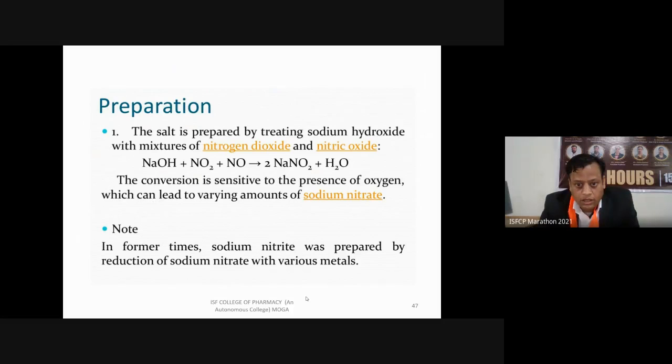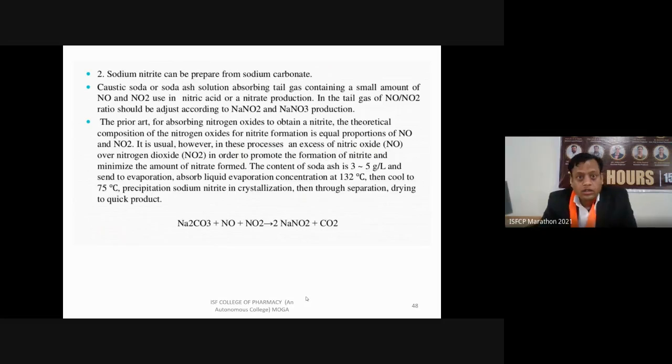In previous times, sodium nitrite was prepared by reduction of sodium nitrate with various metals. So by using this technique, sodium nitrite was previously prepared. In that method, sodium nitrate reacted with various metals. Sodium nitrite can also be prepared from sodium carbonate. As we know, caustic soda or soda ash solution absorbing gas containing a small amount of nitrous oxide and nitric oxide, as used in nitric acid production, is used in the production of sodium nitrite.